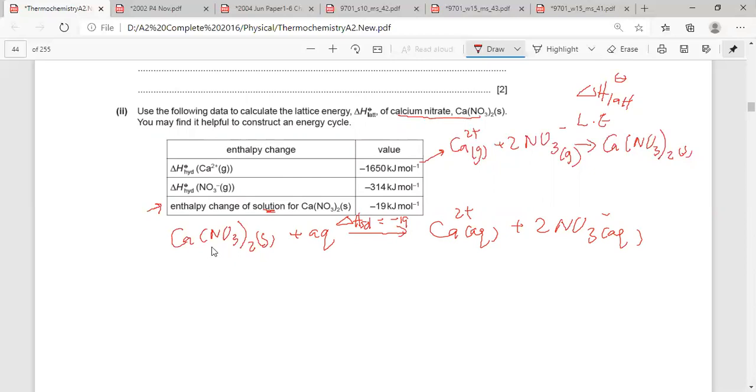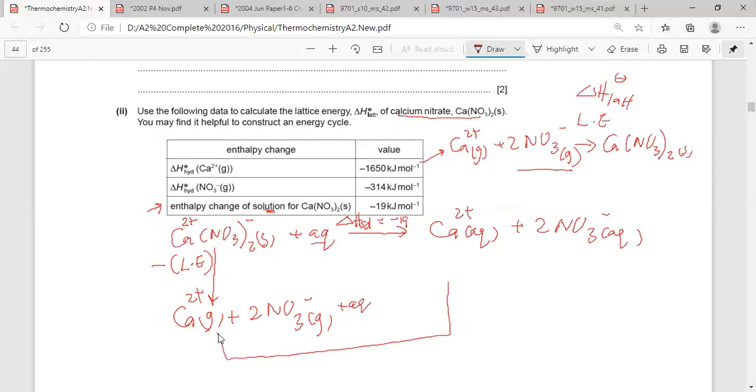So what must we do first? You must break up the bonds between the Ca2 plus and nitrate. This is ionic, of course. You better know this. So to go to your ions, Ca2 plus gas plus 2 moles of NO3 minus gas, what is this? Of course, the reverse of lattice energy, which means minus lattice energy, yes or not? Now bring the equals down here, from here to here is what?